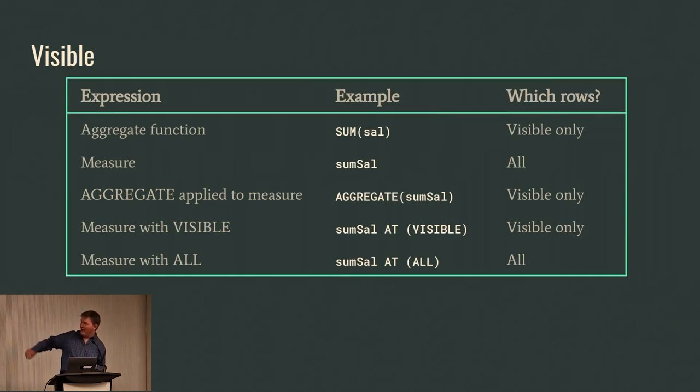this third one, the AT VISIBLE operator. It's the VISIBLE clause in the AT operator that allows me to control whether the measure is over the ones that have been returned by the WHERE clause, or all of them, and basically circumvent the WHERE clause.